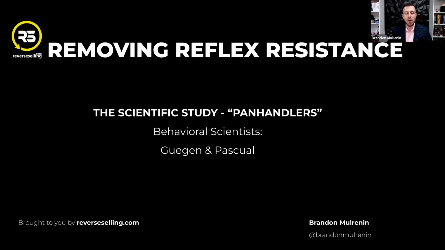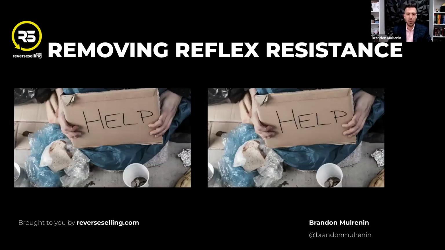All right, so there's a study done by two behavioral scientists, and they wanted to find out how in the world do we lower this reactance? The study was called the Panhandler study. You can go do research on it, but let me share with you what happened. The scientists took two groups of panhandlers, and they were going to go into a busy street and ask for money. One group of panhandlers just had a simple sign that just said, "Help."